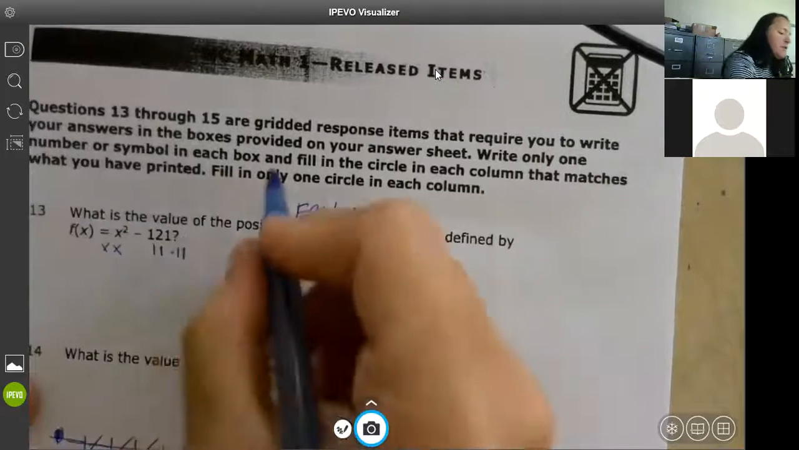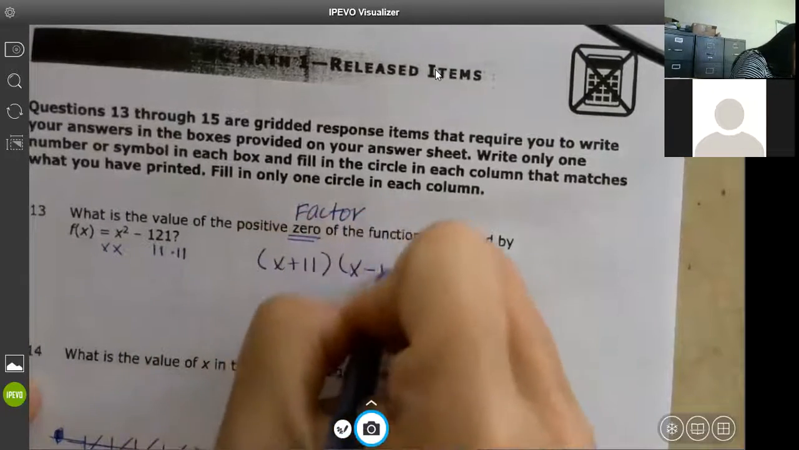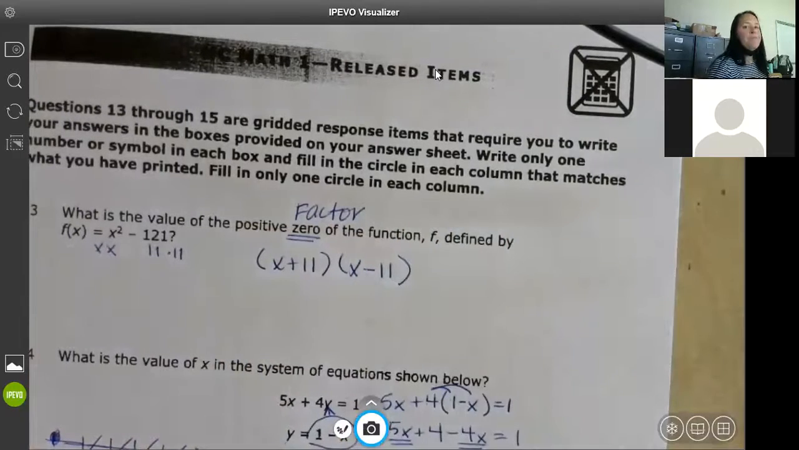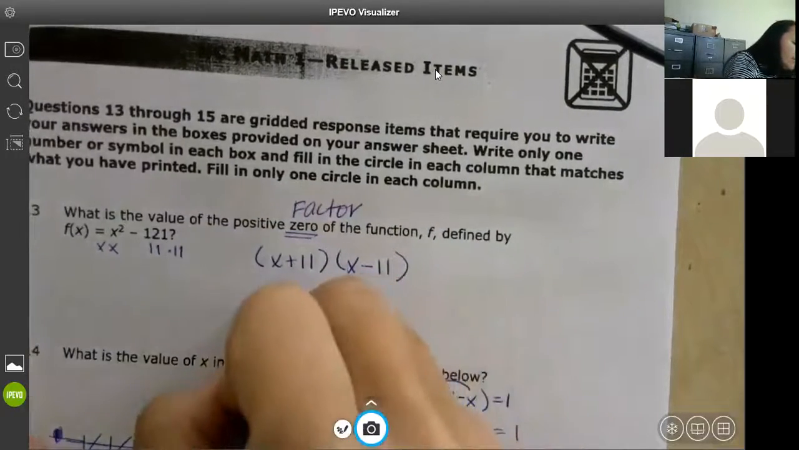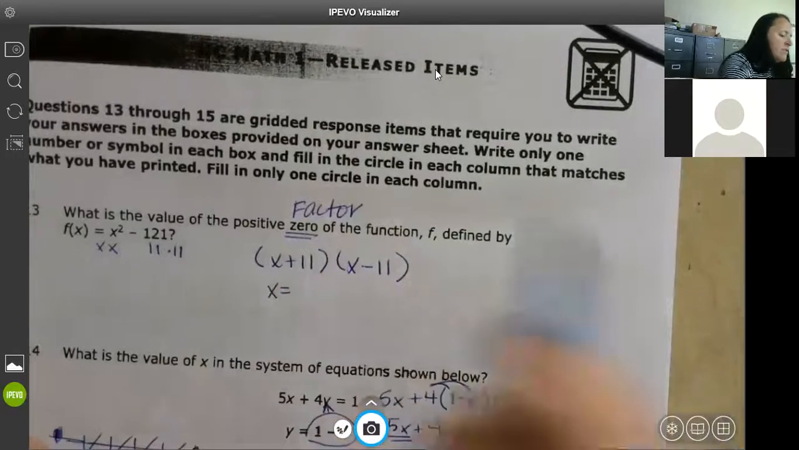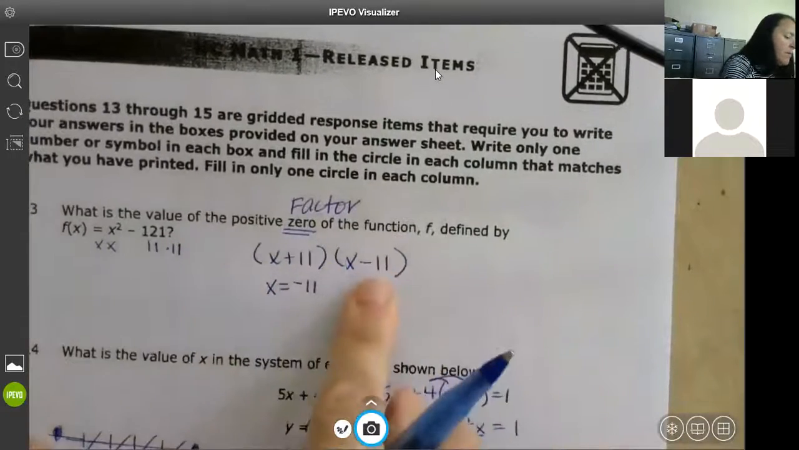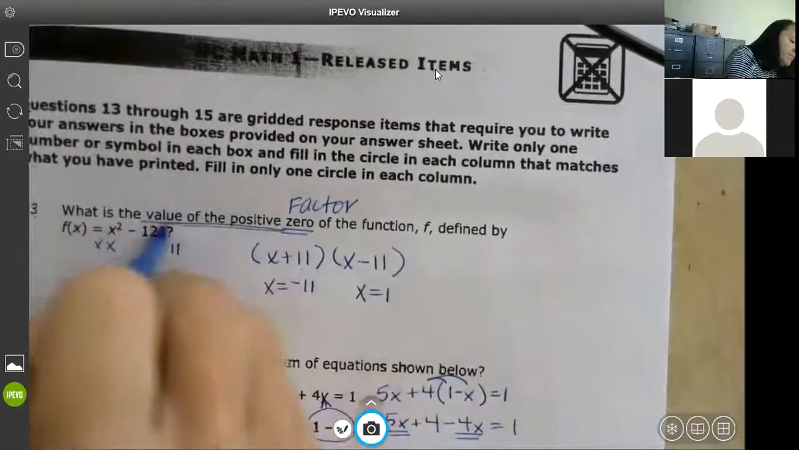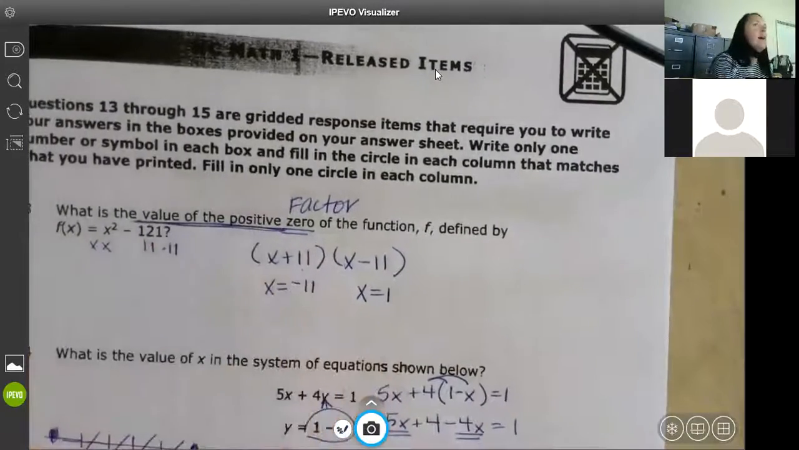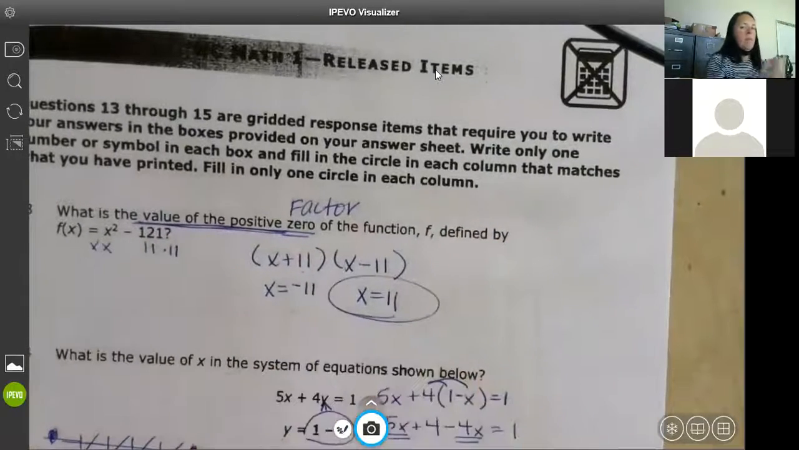They're pairs. So we're going to do pairs and share. So x plus 11, one is positive, one is negative. So what would my two answers be? This one would be negative 11, yes. And this one would be? What does it ask for? What's the value of the positive 0? So which one are we going to pick? Positive 11.